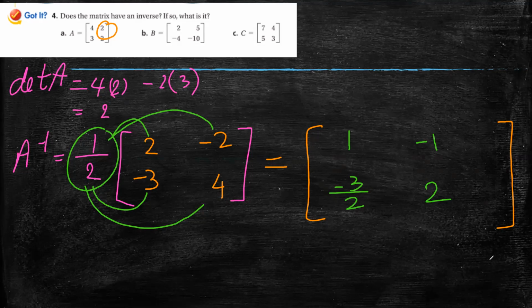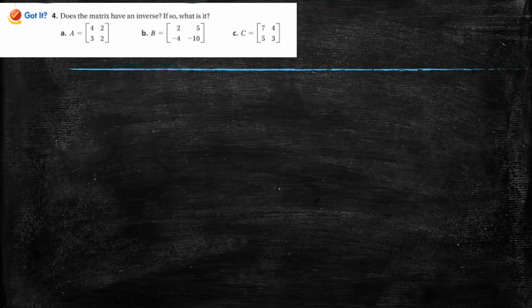Now let's solve B. First, is it clear? Teacher, now if we want to find it, we will multiply 4, 2, 3, 2 times 1, negative 1, negative 3 over 2 and 2, right? Yes, but I will not ask you to do it. You just prove that if you multiply an inverse with its original, you will get an identity matrix. Okay. Now, let's solve B.